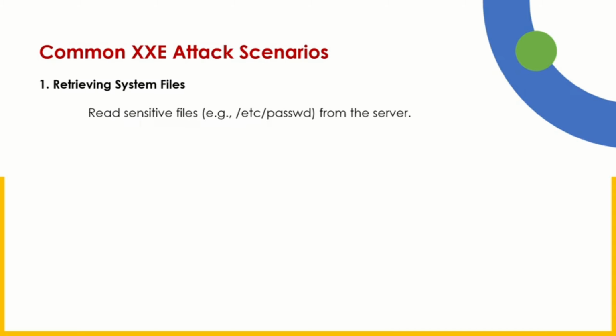Let's see common XXE attack scenarios. One, retrieving system files. One of the most common attacks involves reading sensitive files from the server. For example, on a Unix system, an attacker might access /etc/passwd, which contains user account details. This happens when the XML parser processes an external entity pointing to local files. At that time, attackers can easily get the user details from the local files.